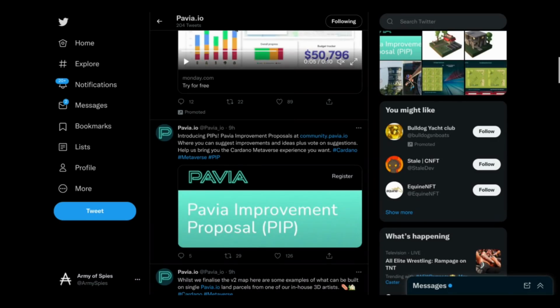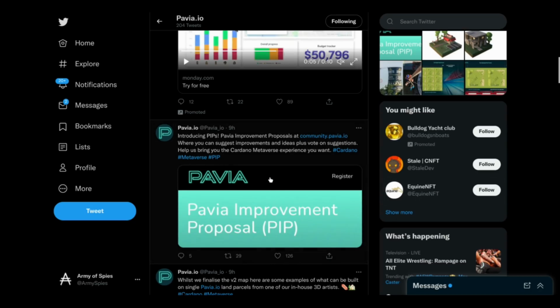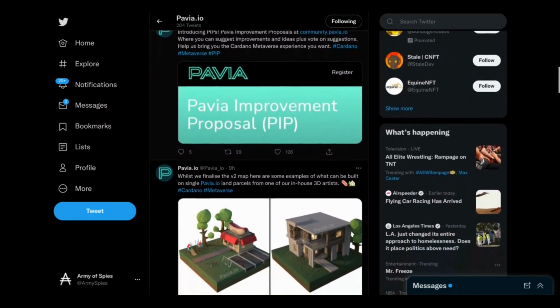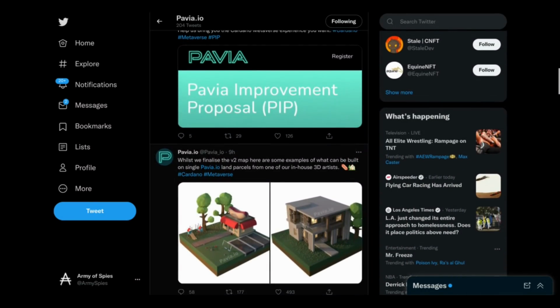Also, metaverse news. You guys know I am always on Cardano Metaverse Watch. I like the Cardano metaverse things, and we got a couple things today. Pavia improvement proposals are now a thing. If you know what SIPs are, you can guess what these are. Using Pavia improvement proposals, you can suggest improvements and ideas plus vote on suggestions. That's a thing. But more importantly, we also have this.